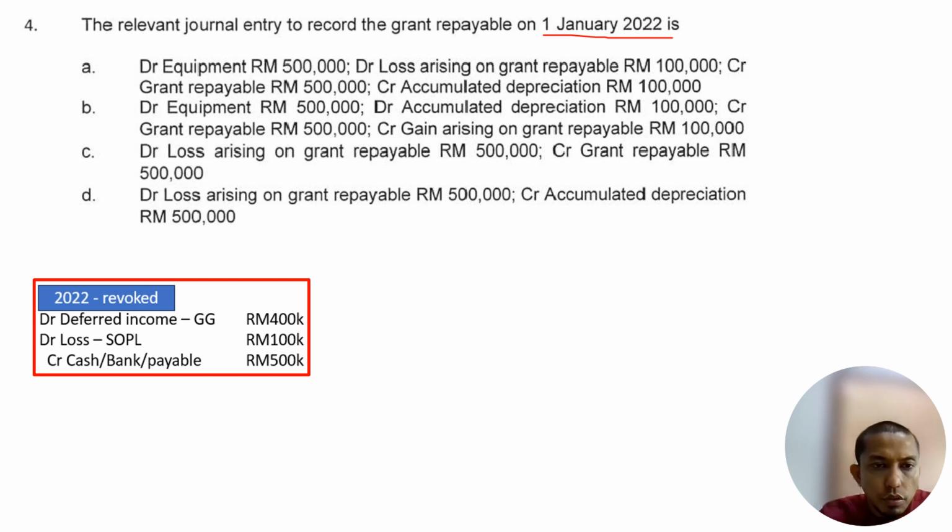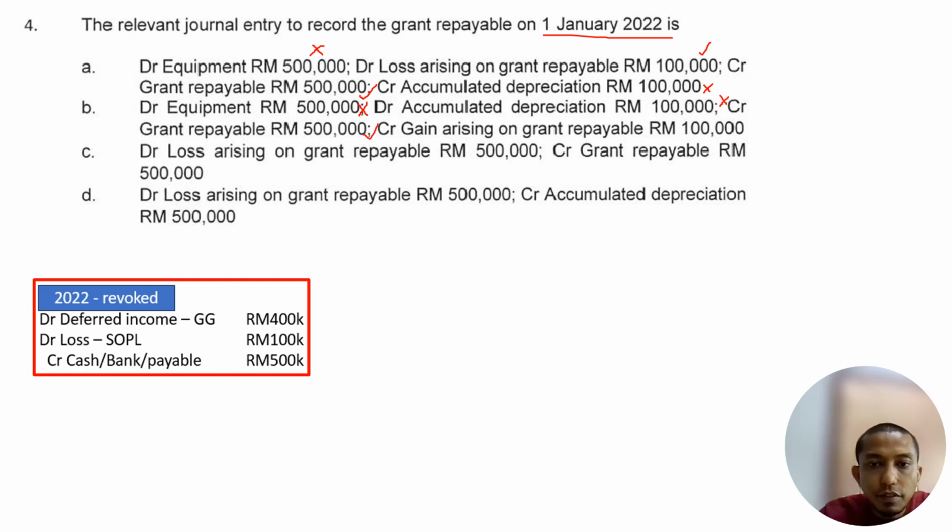Do we need to debit equipment? No, right? Debit loss arising from grant 100,000. Correct. Credit grant repayable 500,000. Correct. Accumulated depreciation 100,000. No. Okay, so B: equipment 500,000. No, wrong. Accumulated depreciation 100,000. Wrong. Credit grant repayable 500,000. Correct.